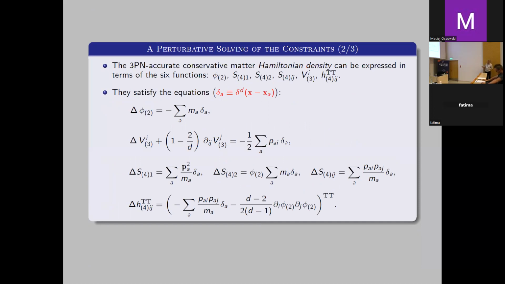And I have written here the equations fulfilled by these functions, and look, they are very simple with the exception of the last equation. In fact, this HTT4 is the leading order HTT. And a technical remark: all these functions can be computed easily in d dimensions with the exception of the momentum independent part of this HTT4. This is hard to compute in d dimensions.